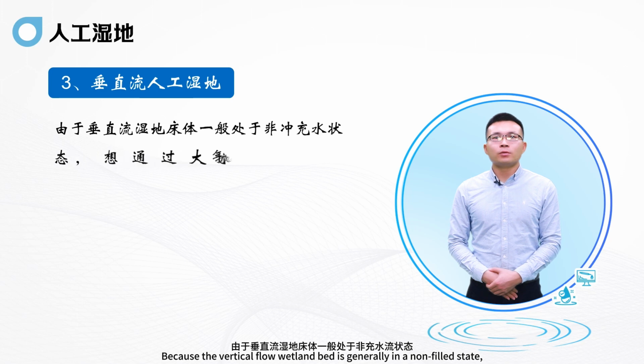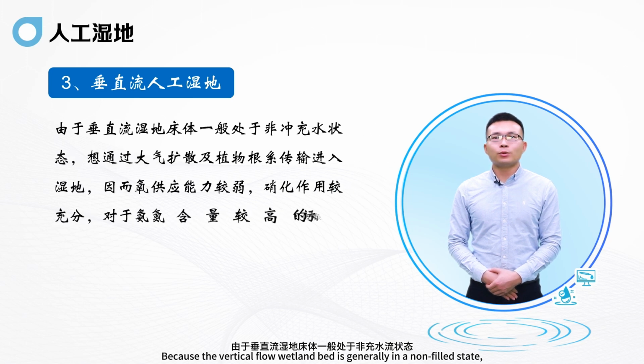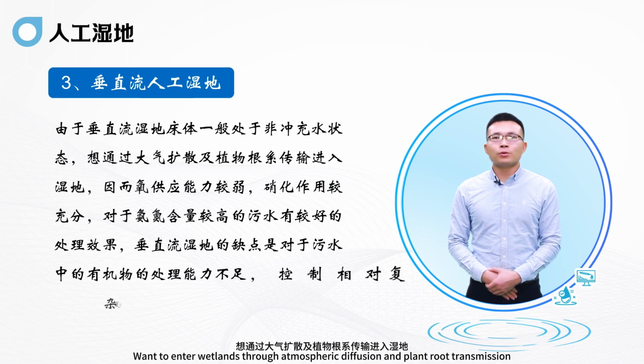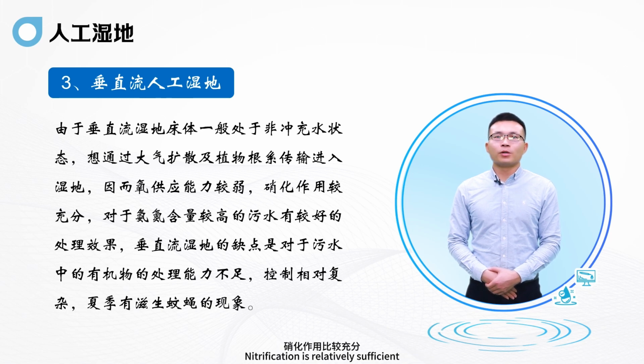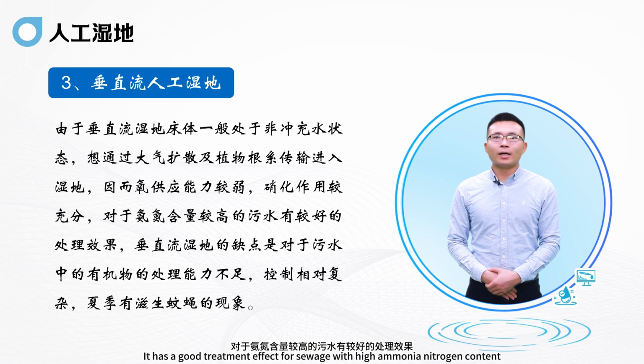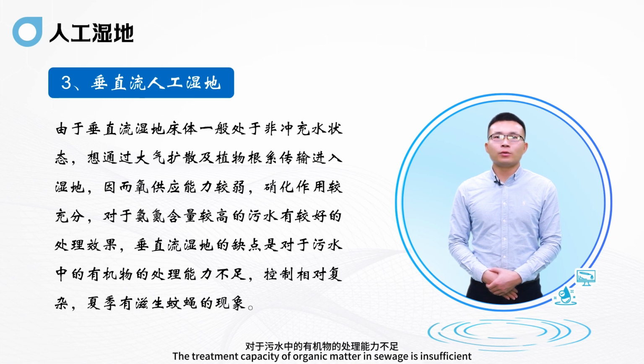Because the vertical flow wetland bed is generally in a non-filled state, oxygen can only enter the wetland through atmospheric diffusion and plant root transmission. Therefore, the oxygen supply capacity is relatively weak. Nitrification is relatively sufficient, so it has a good treatment effect for sewage with high ammonia nitrogen content. The disadvantages of vertical flow wetlands are: the treatment capacity for organic matter in sewage is insufficient.